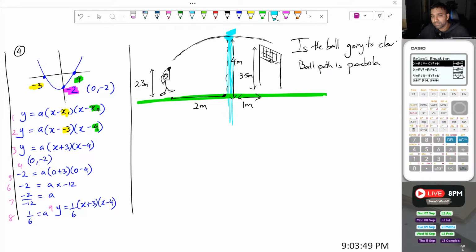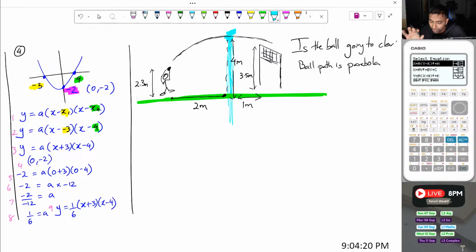Yeah. So you have to remember 3.5 is the height of the net. So ignore that. Use the 2.3. Cole, it's 1.4. Ignore the 3.5 because you're trying to figure out whether the ball is actually going to go past the 3.5. The only important value that you have is the 2.3.